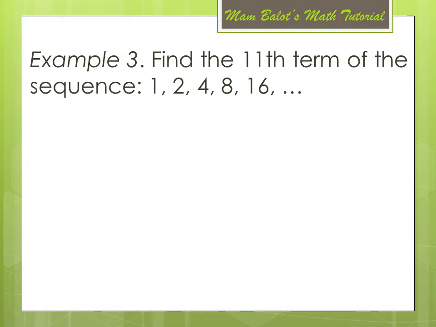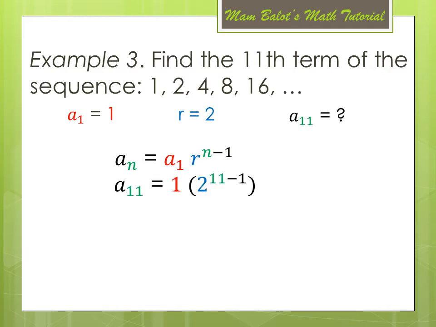So this is now the formula of the nth term of the geometric sequence. Now let us solve example 3 using the derived formula. From this sequence, we know that a sub 1 is equal to 1, r is equal to 2, and we need to find a sub 11. Using the formula of the nth term, we will just substitute the given values. So we have a sub 11, which is our n, is equal to 1, which is our first term, times 2, which is our ratio, raised to the power of 11, which is our n, minus 1.